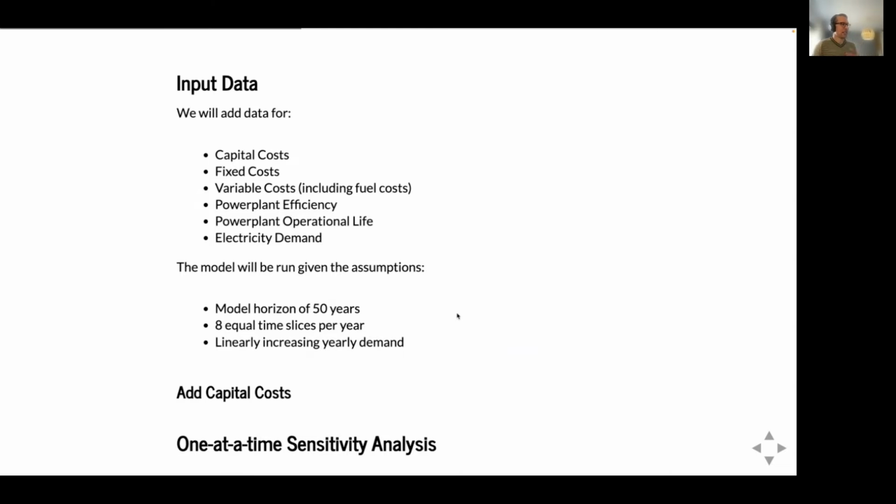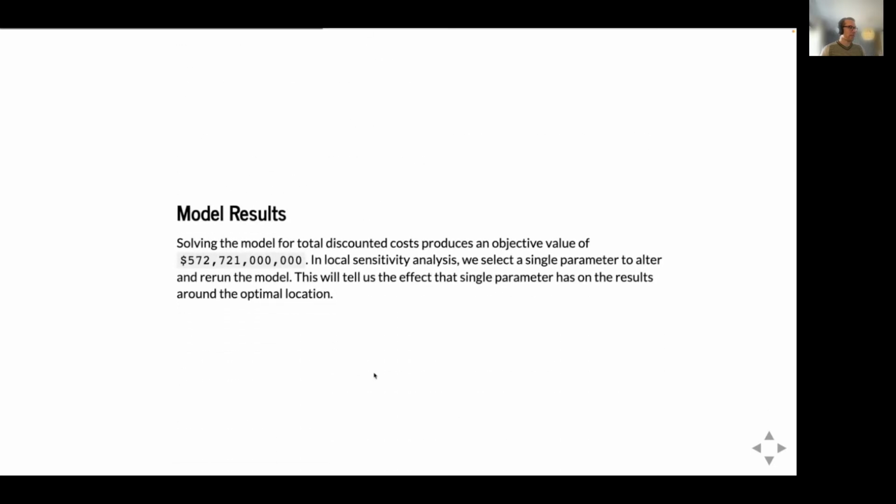Apologies. So we're adding data for capital costs, fixed costs, variable costs, efficiency, operational life, and demand. The main assumptions are that we've got a model horizon of 50 years, 8 equal time slices per year, and demand increases linearly. So we'd expect to see continuing investment in the power plant over time. If we then run this model, we get an objective value.